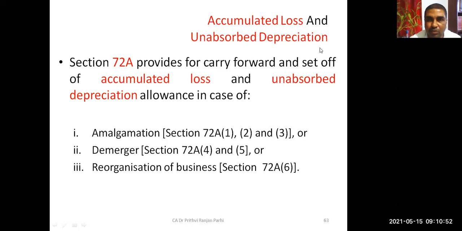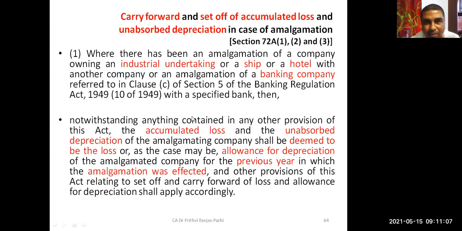Now we'll be discussing a few concepts covered under section 72A, which deals with accumulated loss and unabsorbed depreciation allowance in case of amalgamation, demerger, and reorganization of business. First, let us see the carry forward and set off of accumulated losses and unabsorbed depreciation in case of amalgamation.